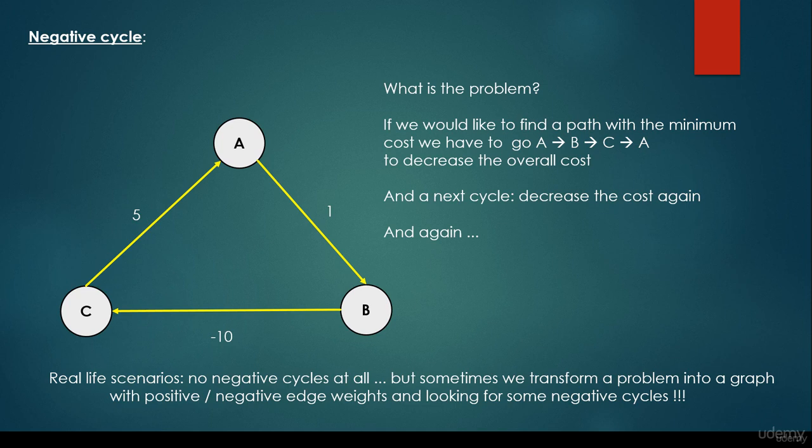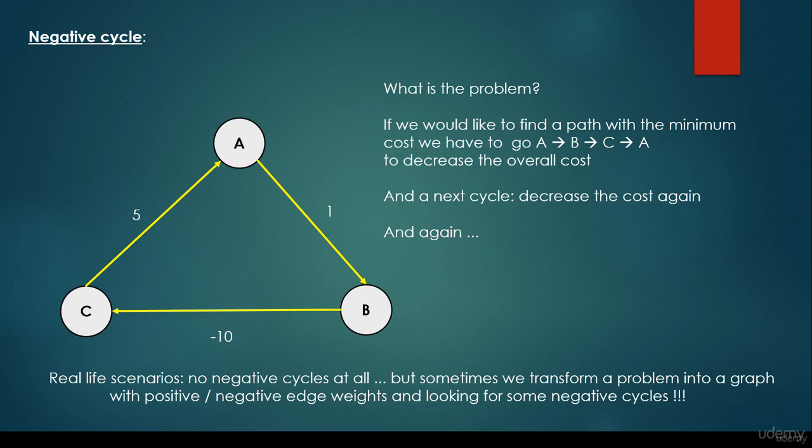And if we are looking for the shortest path, the minimum path, of course, the algorithm is going to tell us that we have to make an infinite loop in this negative cycle. So basically that's the problem. In real life scenarios, of course, there are no negative cycles. For example, for Google Maps, there are no negative cycles because it would mean that you could take several cycles and decrease the cost. Of course it's not going to happen.